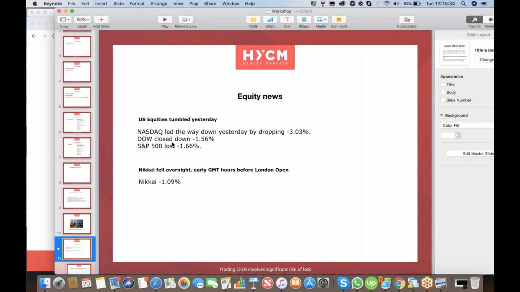Now, when one session has a drop in its equities, we're then looking to see, does that drop in equity translate into the next financial session? So this happened in the US session yesterday, and then we had the Asian session, and the Nikkei fell 1.09% overnight. So we had that fall overnight. That means that the market is in a risk-off tone.